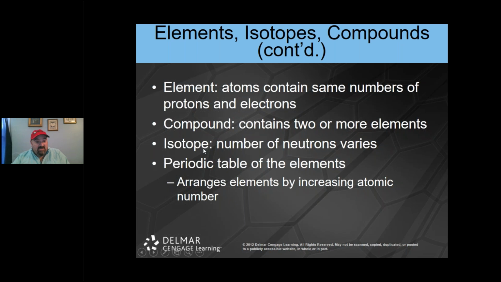You can see here that we can have isotopes for hydrogen and for the different elements, and what can vary is the number of neutrons that are present.